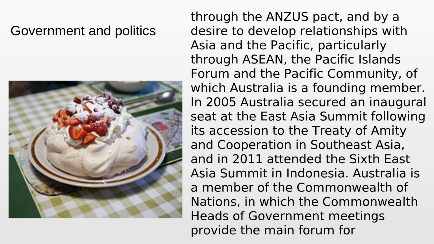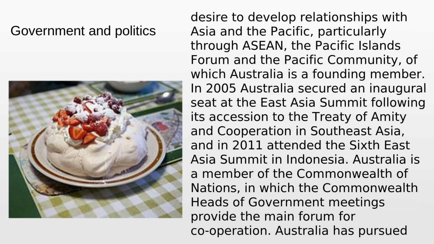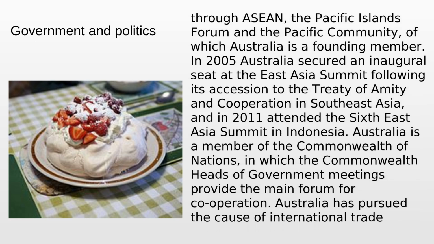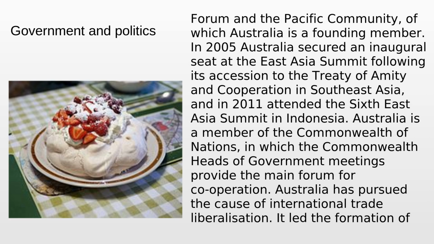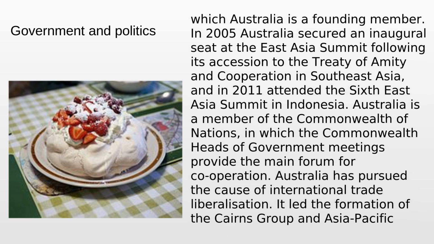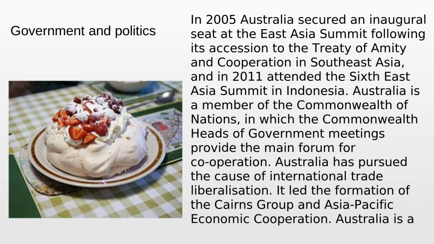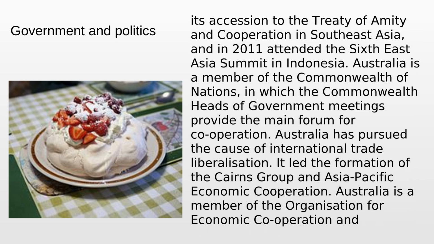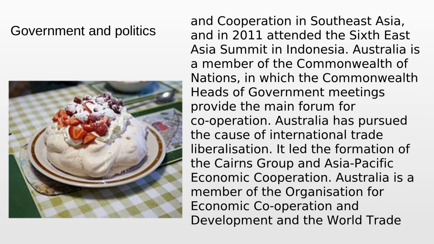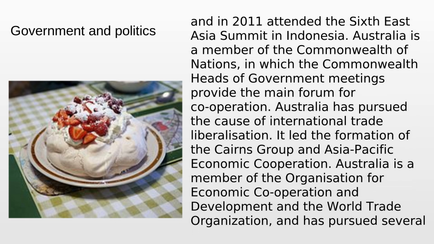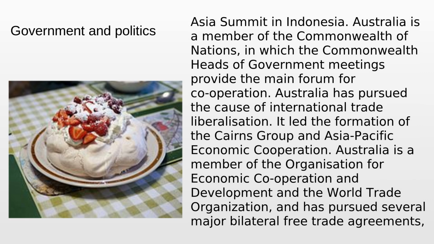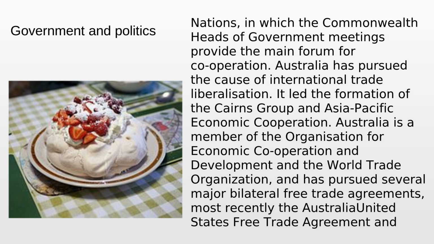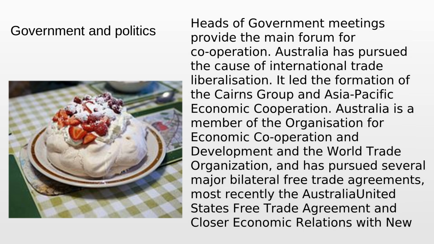In 2005, Australia secured an inaugural seat at the East Asia Summit following its accession to the Treaty of Amity and Cooperation in Southeast Asia, and in 2011 attended the 6th East Asia Summit in Indonesia. Australia is a member of the Commonwealth of Nations, in which the Commonwealth heads of government meetings provide the main forum for cooperation. Australia has pursued the cause of international trade liberalisation. It led the formation of the Cairns Group and Asia-Pacific Economic Cooperation.